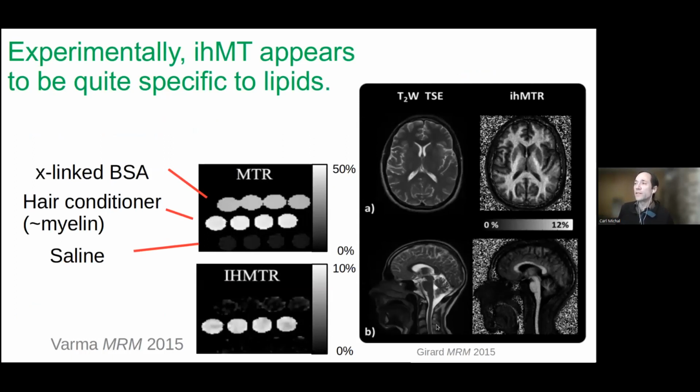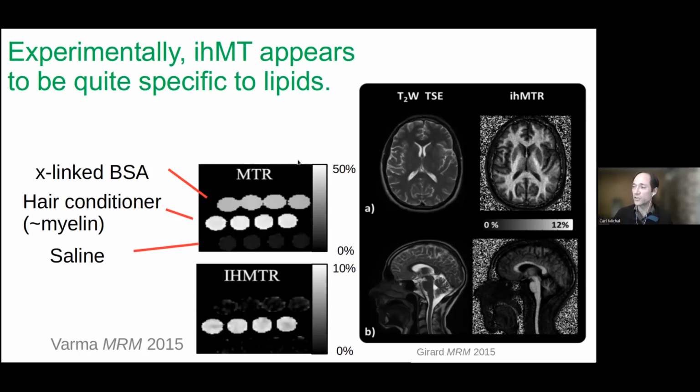Okay, so experimentally, this experiment appears to be quite specific to lipids. And so this was one of the first, probably the first paper anyway, on this subject that was published. And so there's a series of different phantoms here. The first row of phantoms is a cross-linked protein. The second is a set of, it's actually hair conditioner, which is one of the favorite phantoms for myelin, where the magnetization transfer effects are actually very similar as they are in myelin. And then there's a third row here you can barely see, that's our little vials of saline.